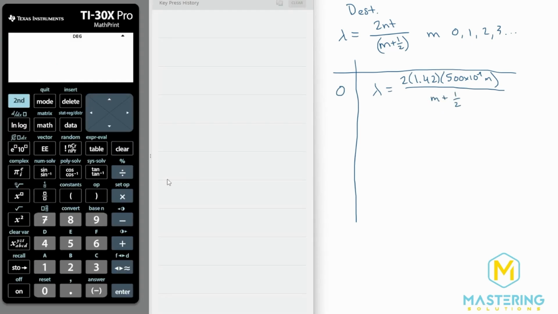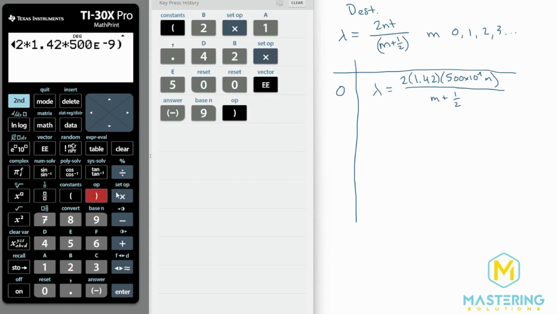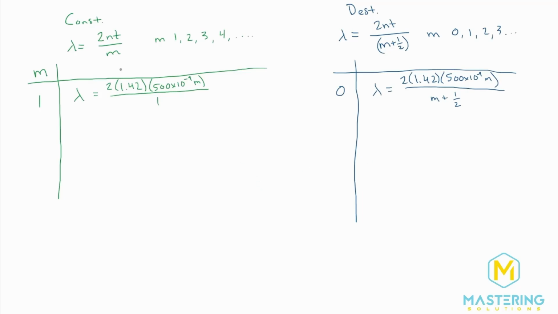So when we plug this into our calculator, we have 2 times 1.42 times 500 times 10 to the negative 9 for the thickness of the thin film, divided by 1 in this case. So we have 1420. So M1 is 1420 nanometers. Visible spectrum is 400 to 700. So this is not visible.